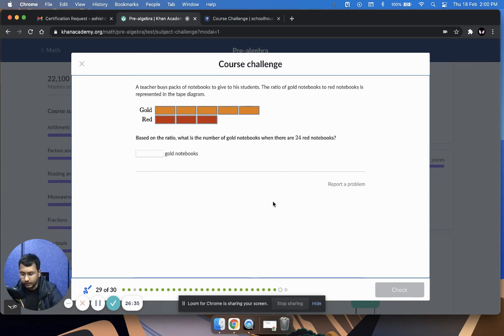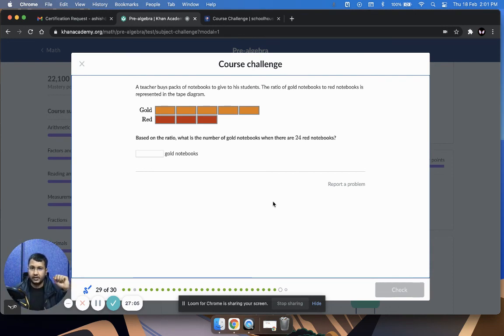Okay. So for 3 red notebooks, you have 5 gold. So for 24 red, you're multiplying 3 by how much? 8. So you're multiplying 3 by 8 to get 24, and you'll multiply 5 gold by 8 as well, because you're having these many copies of what you're seeing on the screen. 5 times 8 is 40 gold. That's going to be your answer.